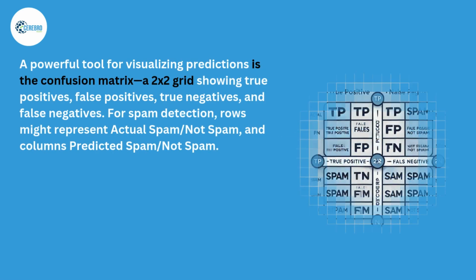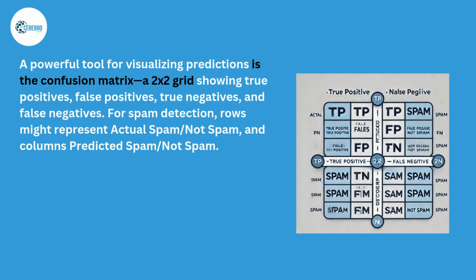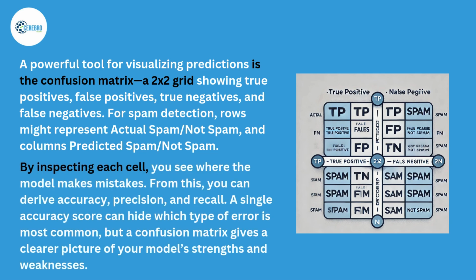A powerful tool for visualizing predictions is the confusion matrix, a 2x2 grid showing true positives, true negatives, false positives, and false negatives. For spam detection, rows might represent actual spam/not spam, and columns predicted spam/not spam. By inspecting each cell, you see where the model makes mistakes. From this, you can derive accuracy, precision, and recall. A single accuracy score can hide which type of error is most common, but a confusion matrix gives a clearer picture of your model's strengths and weaknesses.